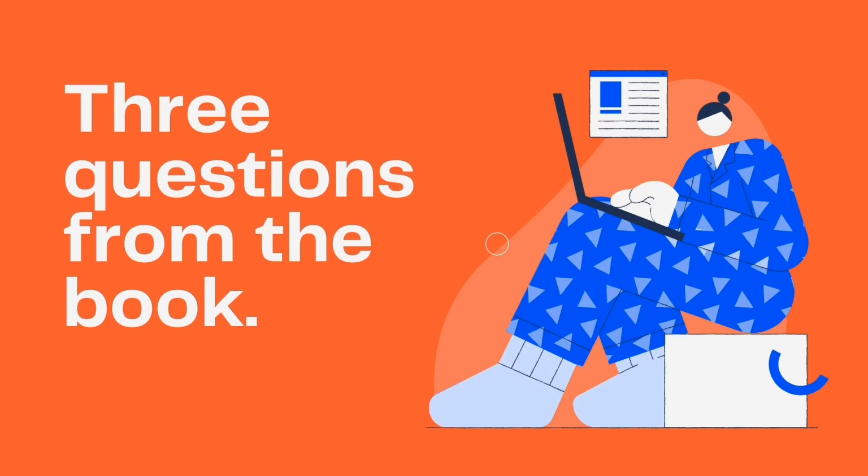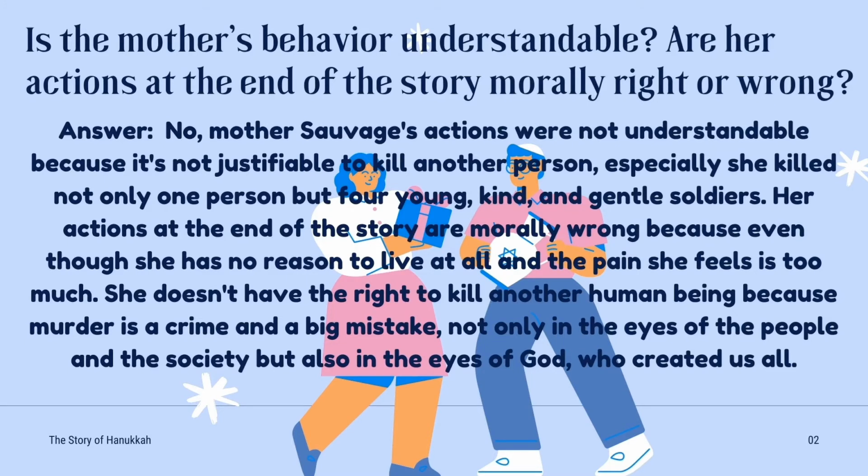Let me answer 3 questions from the book for you. Number 1, or the first question: is the mother's behavior understandable? Are her actions at the end of the story morally right or wrong? My answer is no. Mother Sauvage's actions were not understandable because it's not justifiable to kill another person. Especially, she killed not only one person but 4 young, kind, and gentle soldiers.